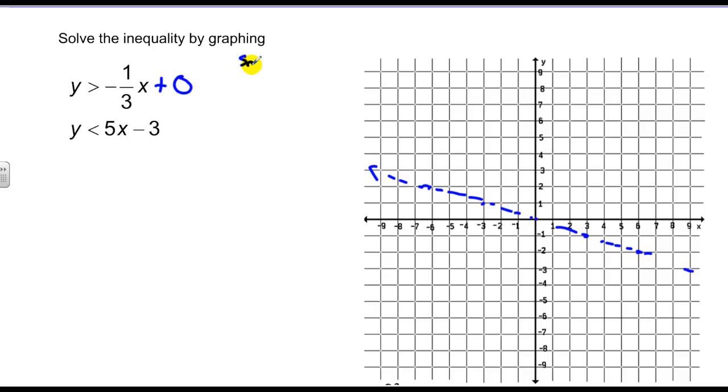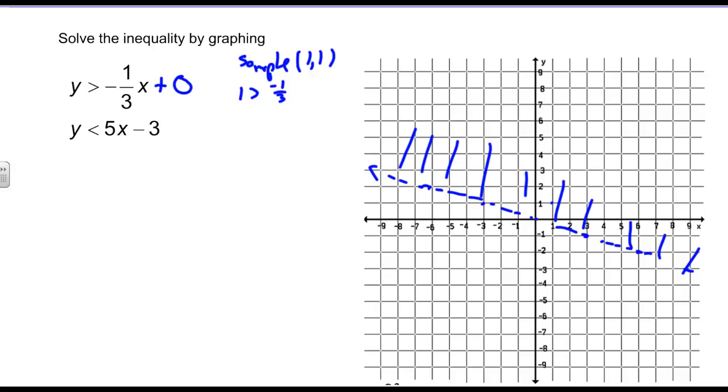I'll go sample. In this case, let's go 1, 1. So that'll be this point right here. I'll use as a sample point. And if I put 1 in, is that greater than -1/3? The answer is true. So I'll shade this way for the first equation.